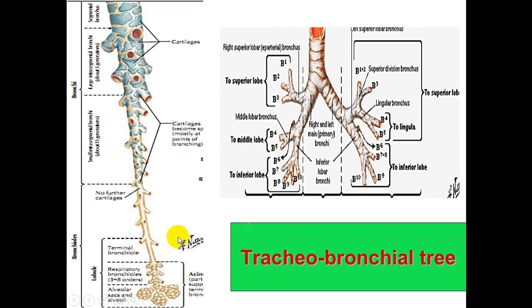Another important difference observed here is that the trachea has cartilage rings, which are continued in the primary bronchi. In the secondary and tertiary bronchi, we can observe plates of cartilage present in the wall of the bronchus, but the cartilages are absent in the bronchioles. So starting from the terminal bronchiole, there is no presence of cartilage.